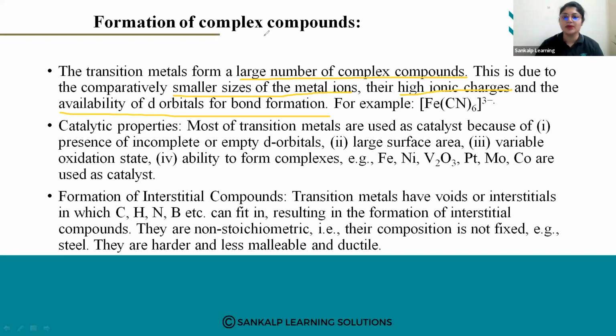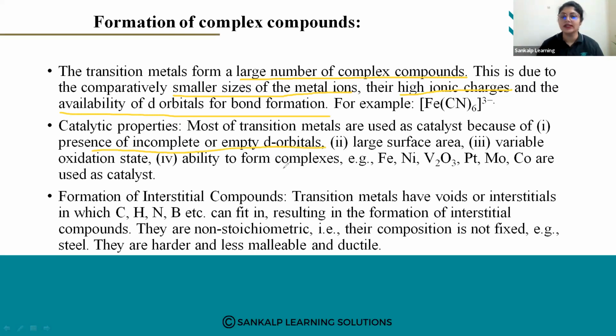So catalytic property means what? It will enhance the rate of the reaction. The rate of the reaction will be much faster. So what is the reason here? Most of the transition metals are used as catalyst. What is the reason why they are used as a catalyst? Because of the presence of incomplete or empty d orbitals.